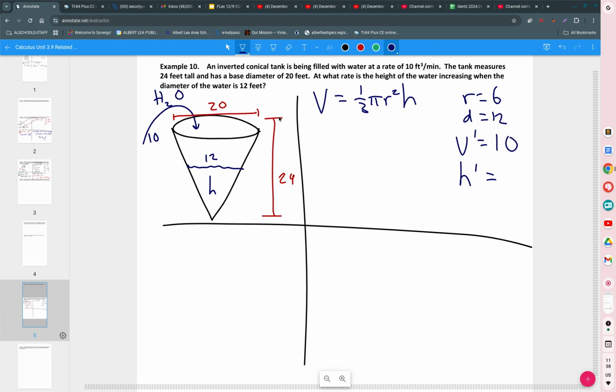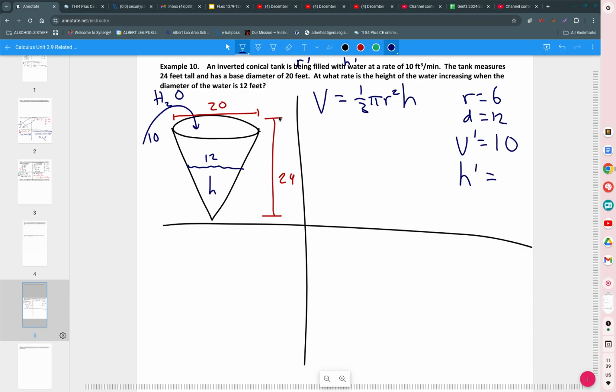We got volume is 1/3 pi r squared h. You recognize if you were to take the derivative right now, this would require the use of the product rule, right? Yeah. And the problem with the product rule is that we would come up with r prime and we'd come up with h prime. H prime is what we're trying to find. We have no ability to calculate r prime. So therefore, we must get rid of either r or h. And because we want to come up with h prime, we're going to get rid of r.